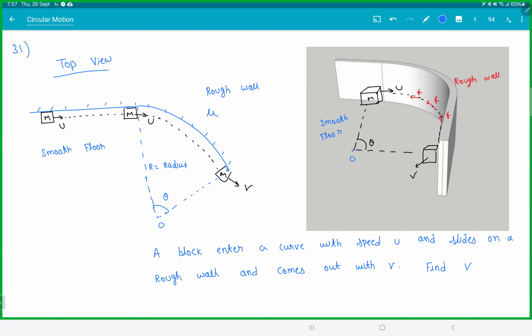It won't matter. You will see. There is no one to provide the normal reaction on the wall. Floor पे N will be mg, wall पे N is nothing.